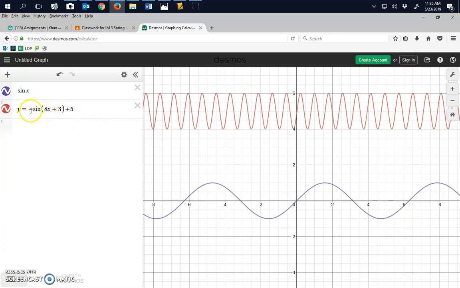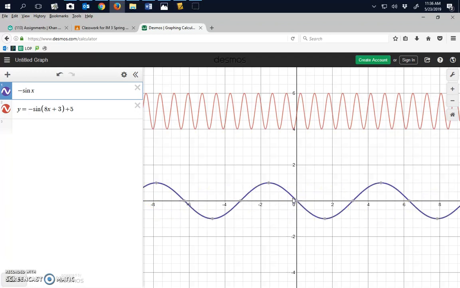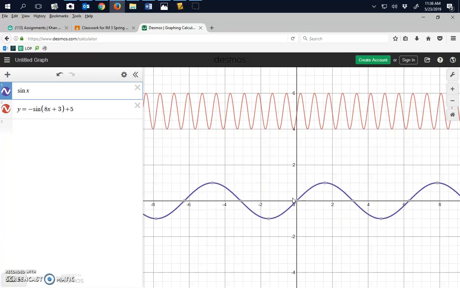So going through here, this negative sign, I'm going to throw a negative sign on this one. You'll see it just flips our graph upside down. It's like mirroring over our x-axis. Watch. All right, so that's all that negative sign does. It doesn't do anything else besides just mirror it over.